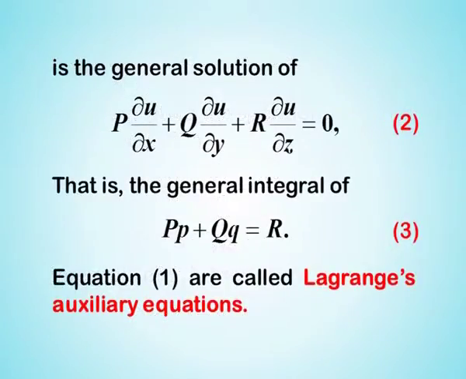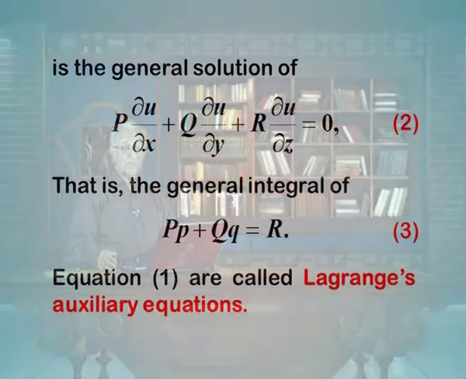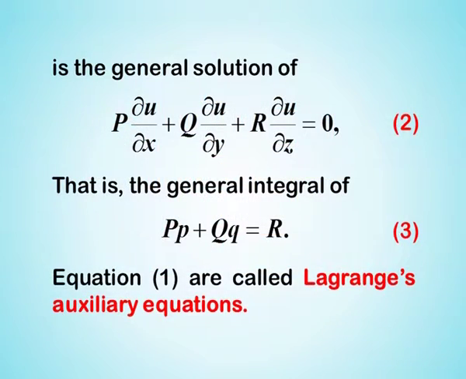Fair. This is the general solution of the equation P partial derivative of u with respect to x, plus Q partial derivative of u with respect to y, plus R partial derivative of u with respect to z, all equated to 0. That is equation number 2. That is the general integral. This general integral is the complete solution of it, given by Pp plus Qq is equal to R. We have marked it as equation 3.